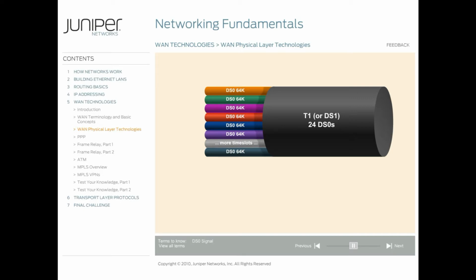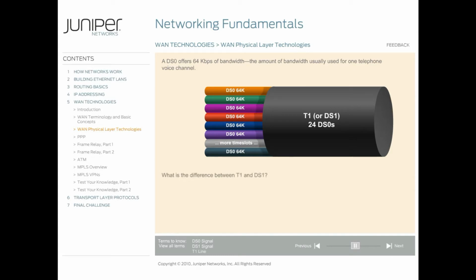DS0 is the basic digital signaling rate. DS stands for digital signal and is a system of classifying digital circuits according to the rate and format of the signal. A DS0 offers 64 kilobits per second of bandwidth, the amount of bandwidth usually used for one telephone voice channel. A DS1 circuit is made up of 24 DS0s.